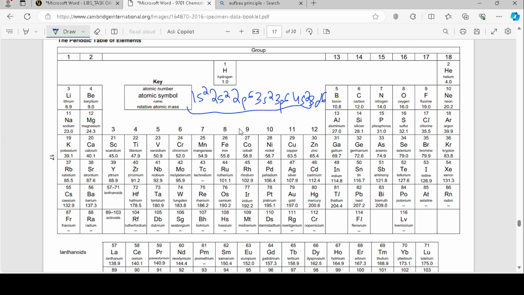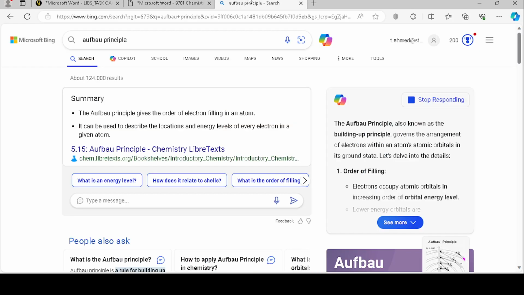Because S has 1 orbital, P has 3 orbitals, and D has 5 orbitals, right? So I'm just going to draw the 3D subshell with 1, 2, 3, 4, 5 orbitals. I'm going to divide this, and then we have 1, 2, 3, 4, 5 electrons that are unpaired, and then you have 6. So that's according to Hund's rule.